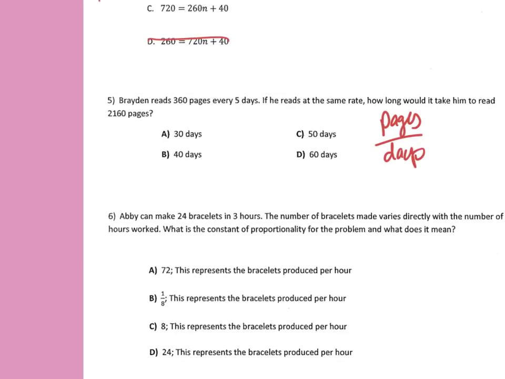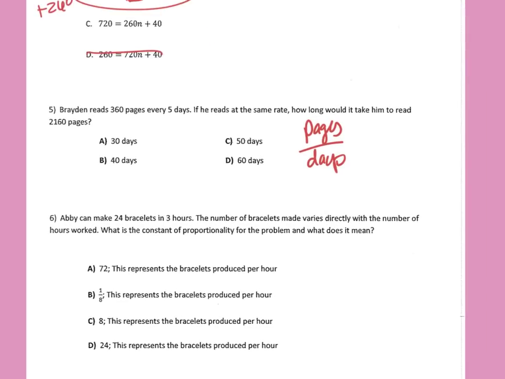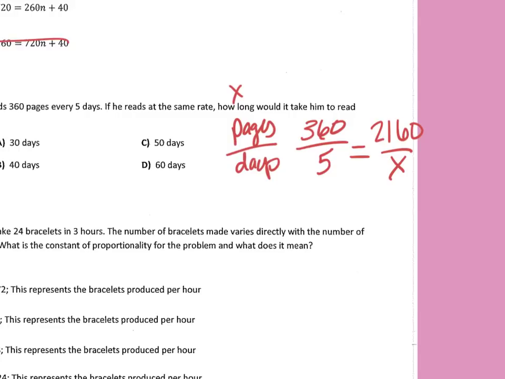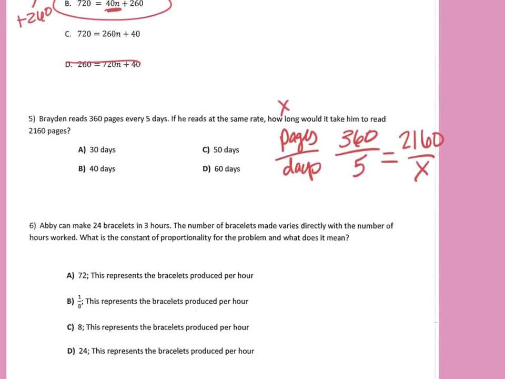Pages over days is what we're comparing. Okay, so if he reads 360 pages in 5 days, then how many days would it take him to read 2,160 pages? So what are we going to do? How do we solve the proportion?